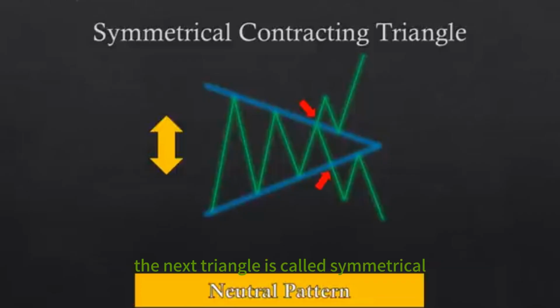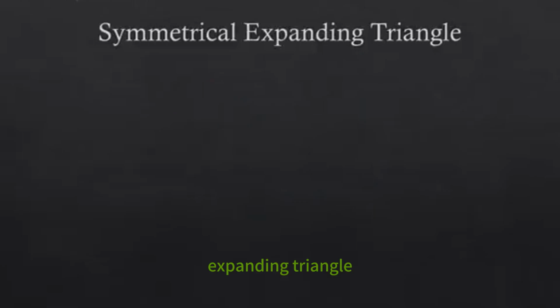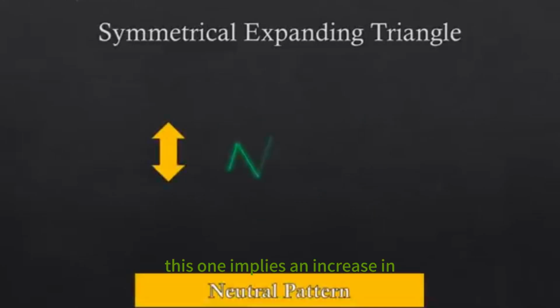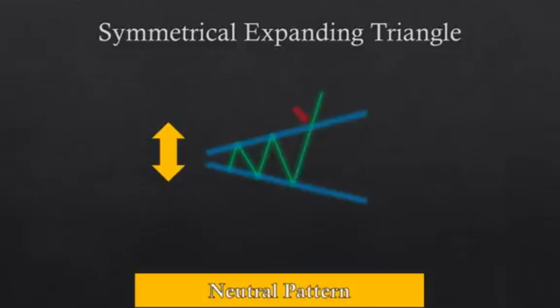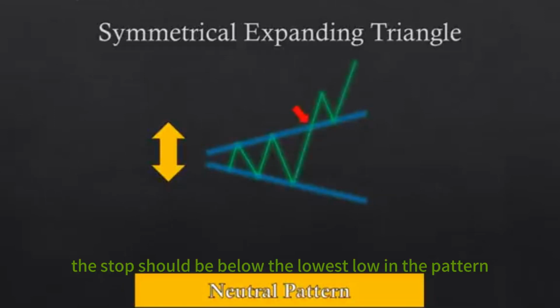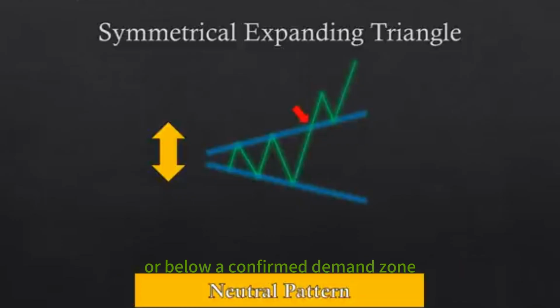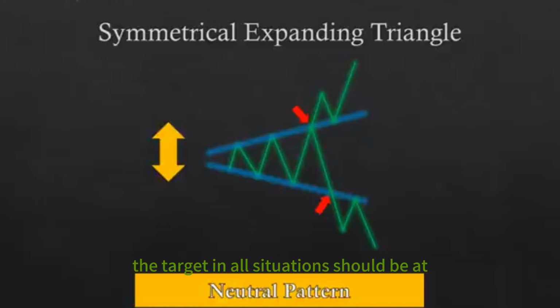The next triangle is called symmetrical expanding triangle. This one implies an increase in volatility that can be quite challenging to trade. If price breaks out of the pattern to the upside, stop should be below the lowest low in the pattern or below a confirmed demand zone. If price breaks the pattern to the downside, the stop should be above the highest high in the pattern or above a confirmed supply zone. The target in all situations should be at least 3 times as big as the stop.